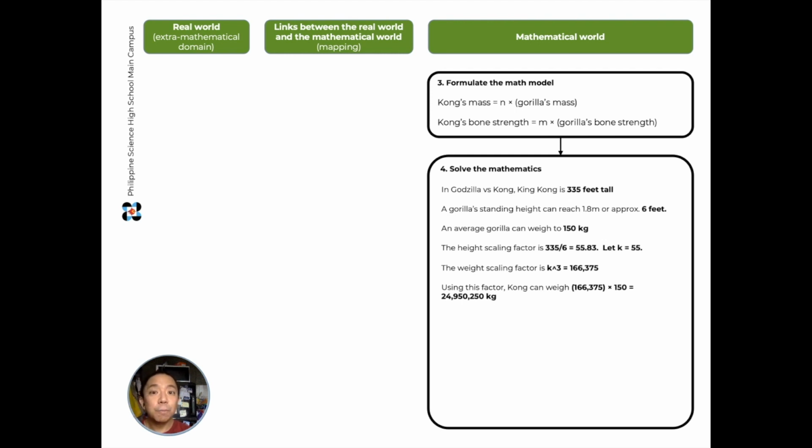Now, tignan natin yung bones ni King Kong. Let's consider bone strength. Ang strength ng bone, well, dependent siya sa several factors, including yung bone density, bone composition, saan siya gawa, yung shape niya. But if we assume na cylindrical yung leg bones, pareho lang naman sigurong cylindrical si gorilla at si King Kong.